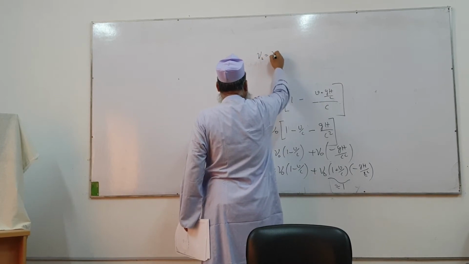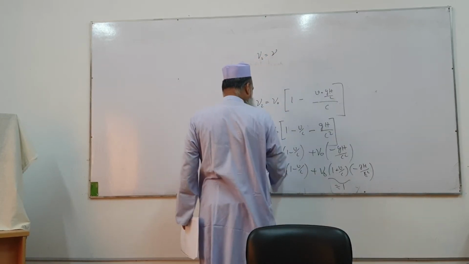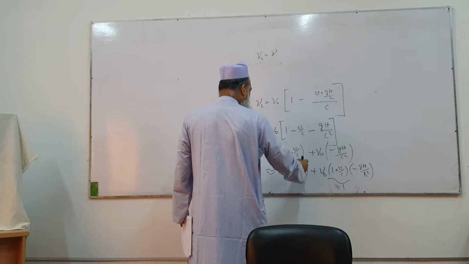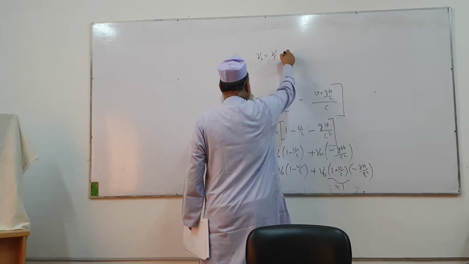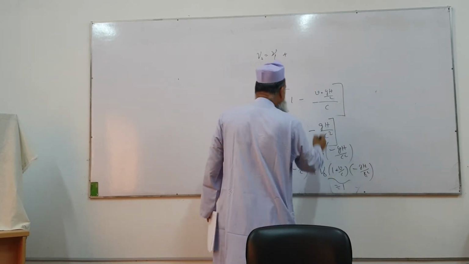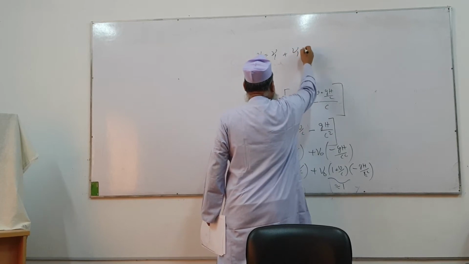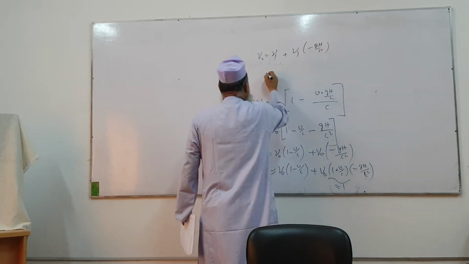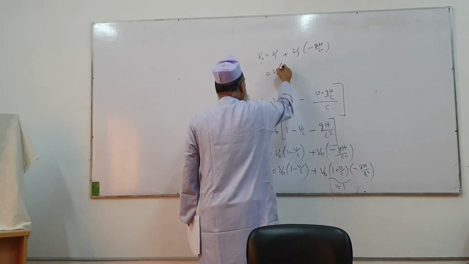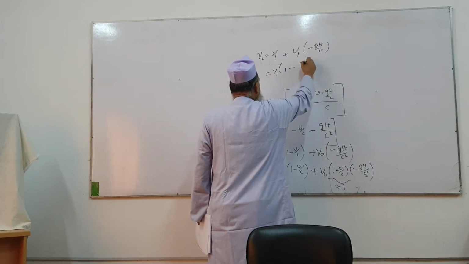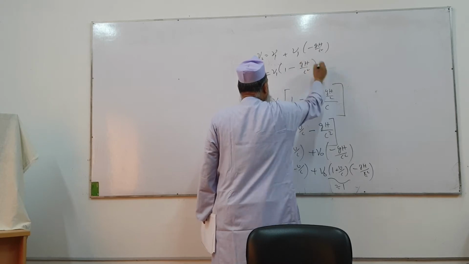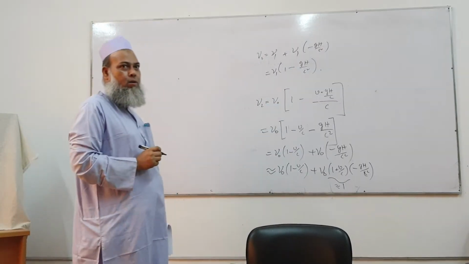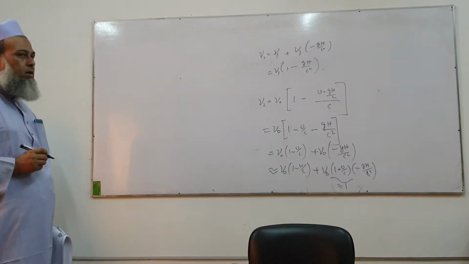nu 2 equals nu. What is this? Nu naught (1 minus v by c) is nothing but nu 1. Nu 1 multiplied by gh by c square equals nu 1 minus gh by c square. This is the final formula we were aiming at.